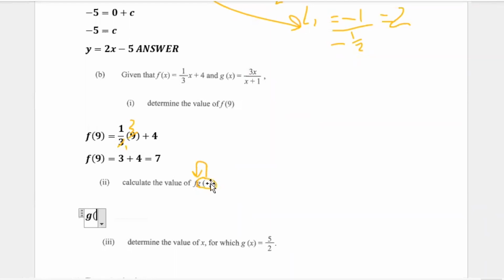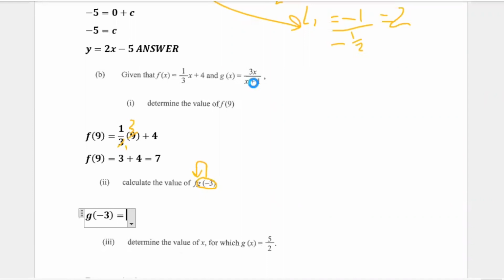So when you work g of -3, what do you get? I'm seeing 6. No, go again. So remember, our g of x function is 3x over x plus 1. I'm seeing 9 over 2. Very good. That is what I got, 9 over 2.